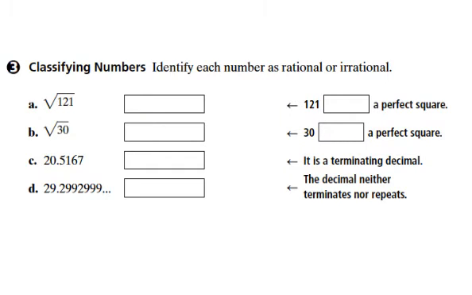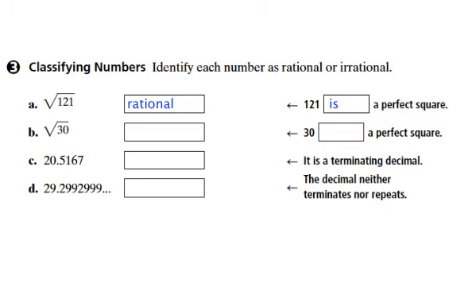Keep in mind, rational numbers are whole numbers, fractions, and decimals that either terminate or repeat. So if you get a decimal that doesn't terminate, it doesn't end, or it doesn't repeat, that's when it's irrational. So let's take a look at these. 3a. A is the square root of 121. That's 11. That means that the square root of 121 is rational because 121 is a perfect square.